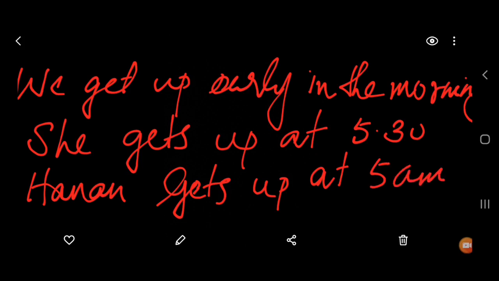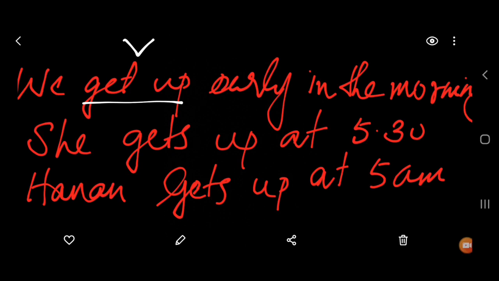Now, if you look at the first sentence, we get up early in the morning. Which is the verb in that sentence? What do you mean by verb? An activity. Which activity is going on there? Yes, that is get up. Activity, that is the verb. Now in the first sentence, the verb is get up.